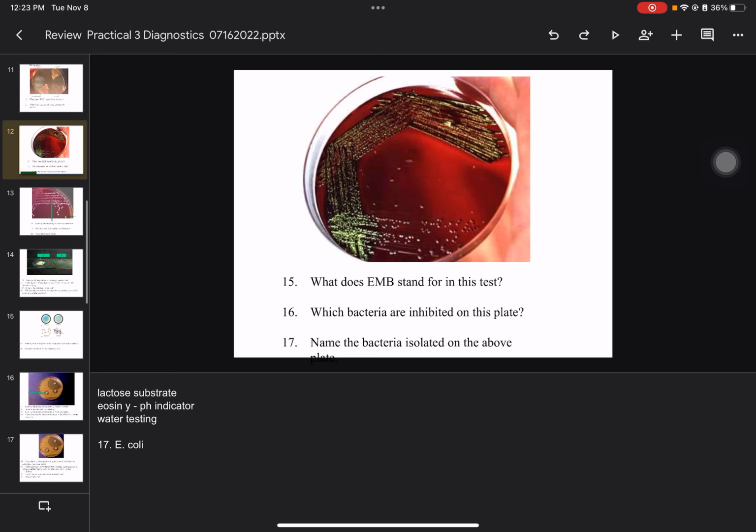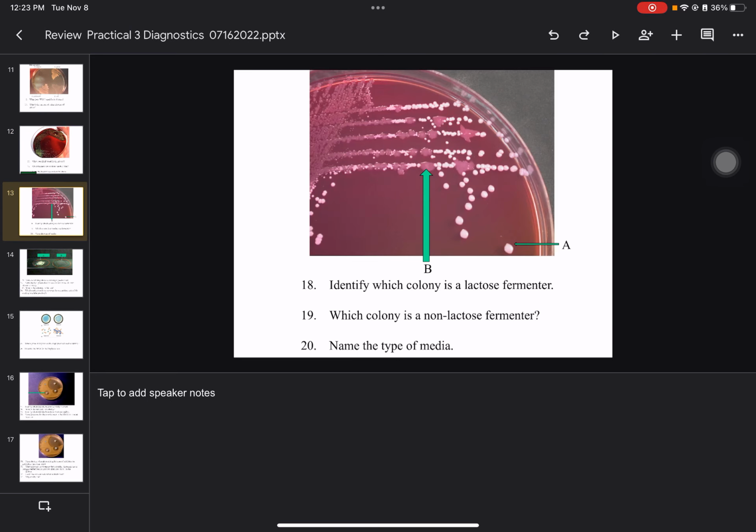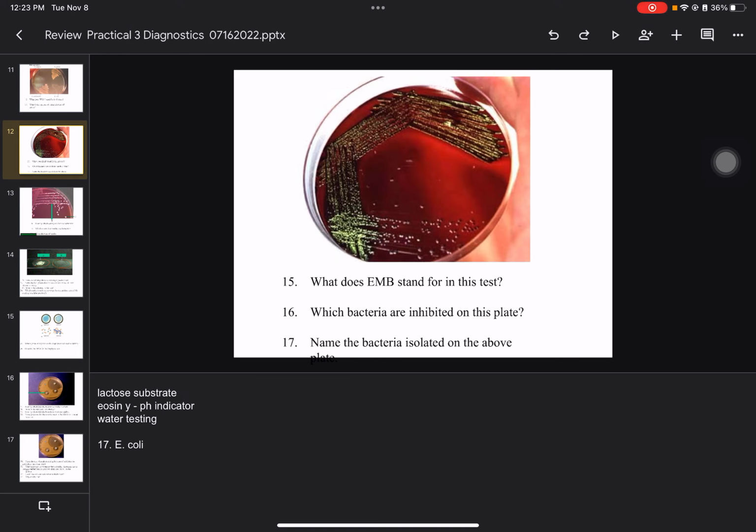All right, so what is the principal substrate in EMB? Lactose. Okay, I think we covered everything else. Anybody else have a question about EMB? No.